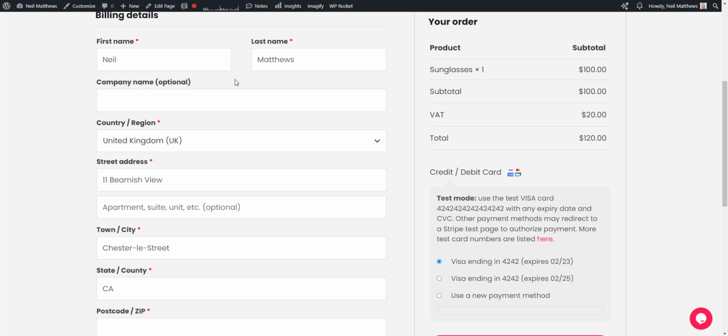So I've set my tax to be 20%. In the UK, we pay a sales tax called VAT, and that current rate is 20%. So any products that you sell, you have to add that tax onto it. But there are certain classes of products which are either zero rate for VAT or pay a reduced rate.